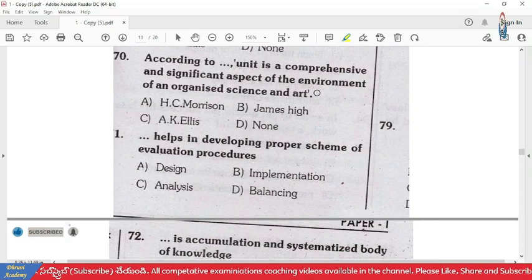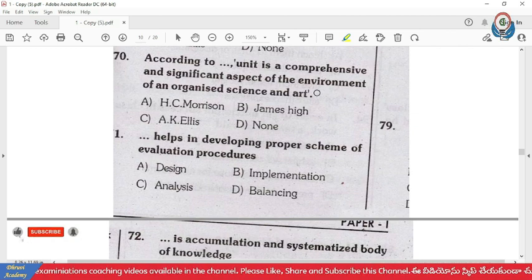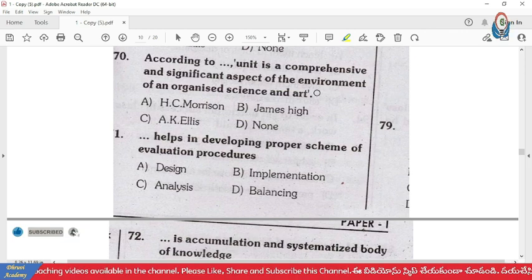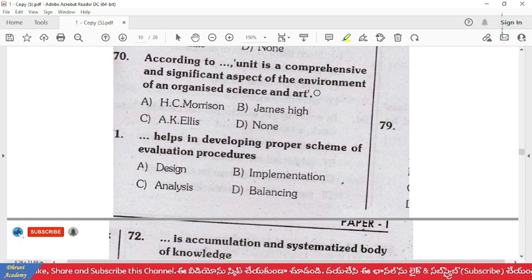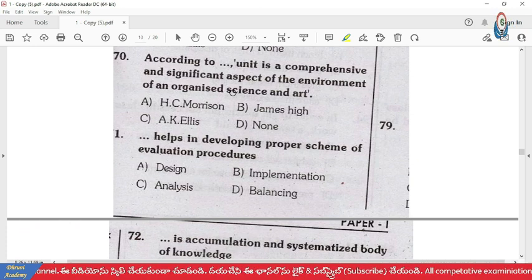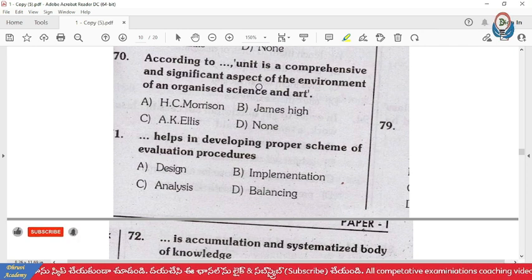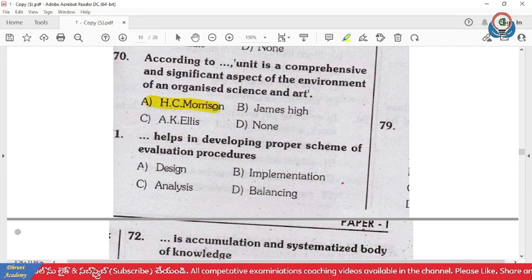According to Dash, unit is a comprehensive and a significant aspect of the environment of an organized science and art. Is it A. H.C. Morrison, or B. James High, C. A.K. Ellis, D. None? Which is the right answer? It's a significant aspect of environment of an organized science and art by H.C. Morrison. He's the person.